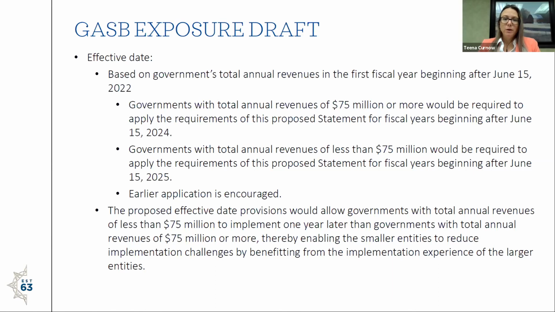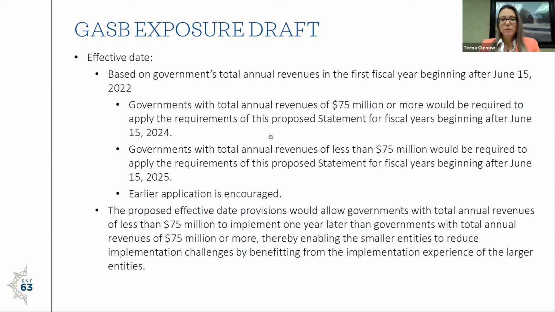If you are a government with annual revenues of less than $75 million, you would be required to apply the standard for your fiscal year ended June 30, 2026 or calendar year 2026. So earlier application is encouraged. You could implement it earlier if you desire, but that would be the latest, based on the exposure draft right now, when you would need to implement this standard.